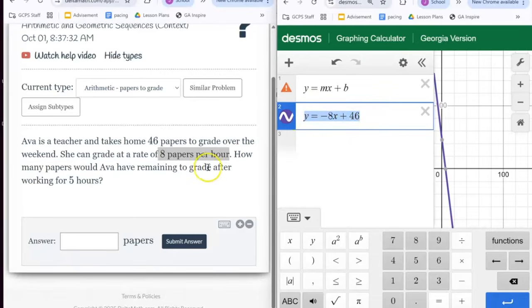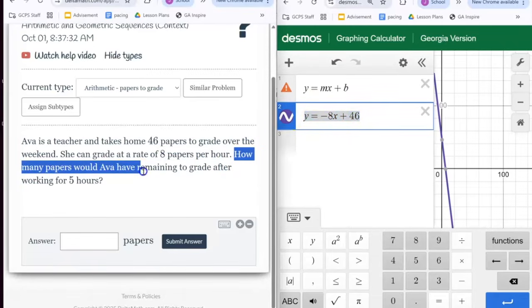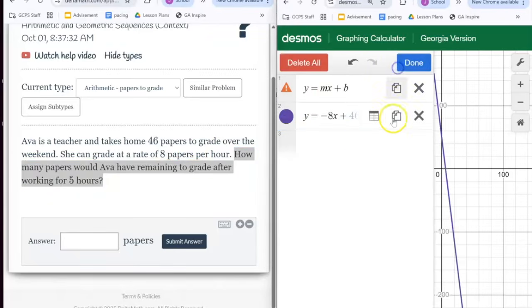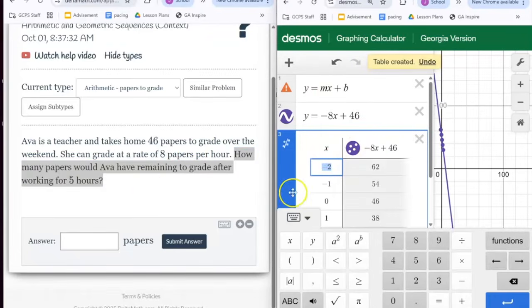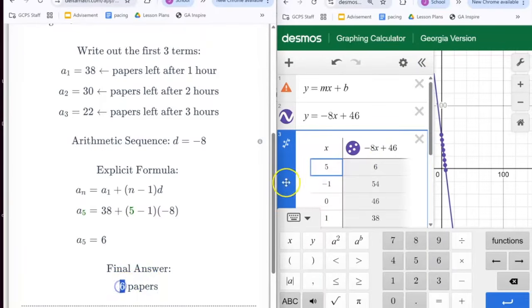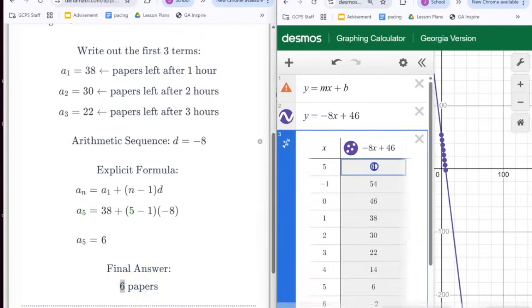So this is my linear function. Now the question is, how many papers would she have remaining to grade after working for 5 hours? All right, so I'm going to hit table. Now you just need to know the 5 hours. Is it x or is it y? It is x. So I'm going to say 5 in here, and she'll have 6 papers. So again, 6 papers. So after 5 hours, I have 6 papers.